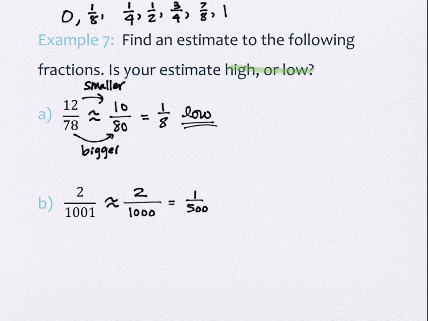But looking at my list of numbers at the top that I've added in there, which of those is it closest to? It's 0. This number's tiny, right? 1/500, that's a very small number. So this is best approximated by the number 0. Is 0 a low estimate or a high estimate for 2/1001? Low. It's lower than what I began with. All right, any questions on those?